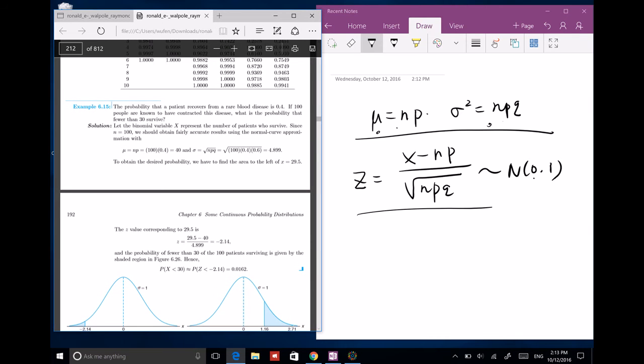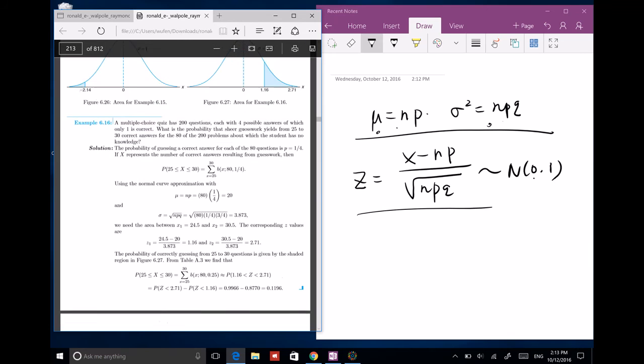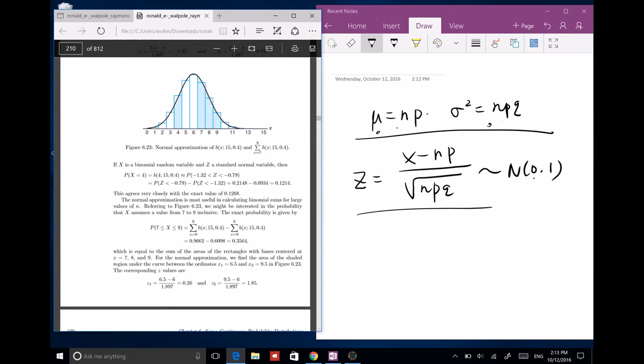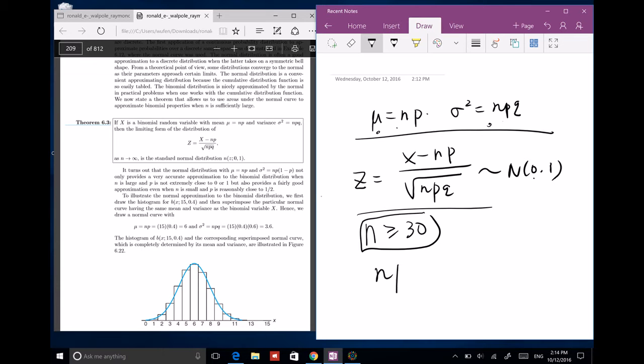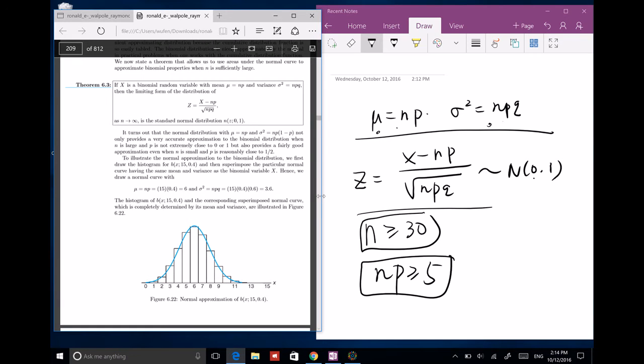The criteria is, I think, n is bigger than or equal to 30, like a big sample size, or I think it's np is bigger than or equal to 5. Somewhere it has a criteria for when you can use the standard normal distribution to approximate the binomial distribution.